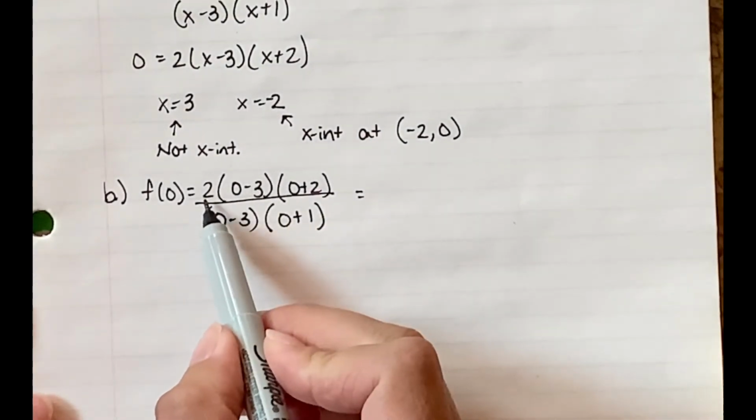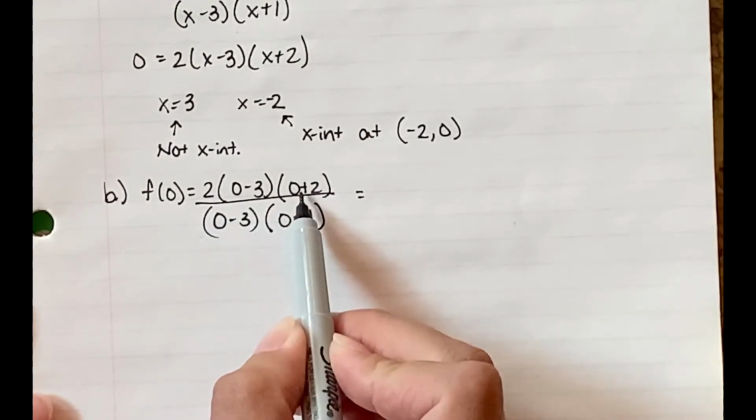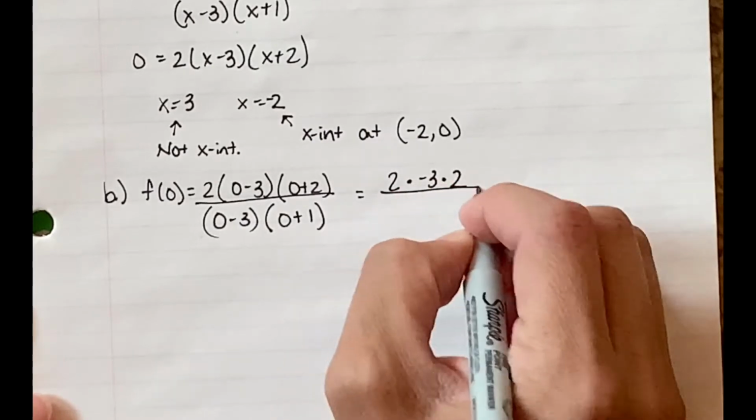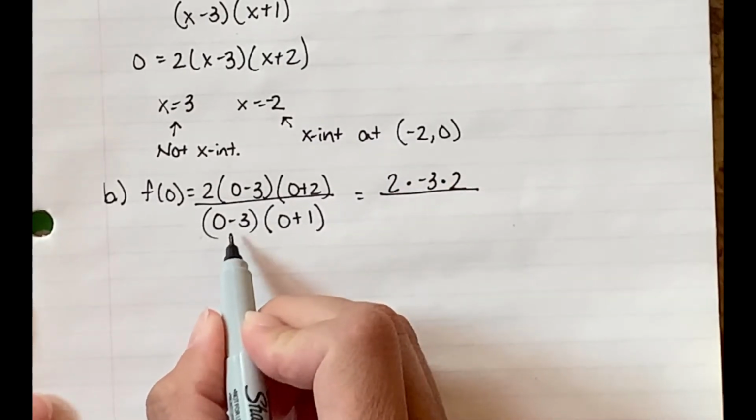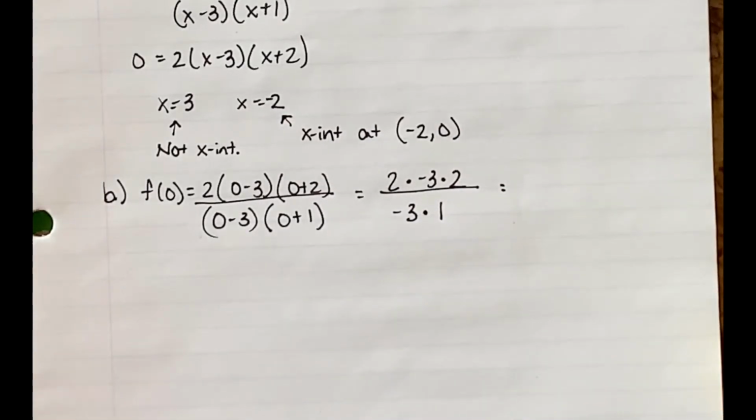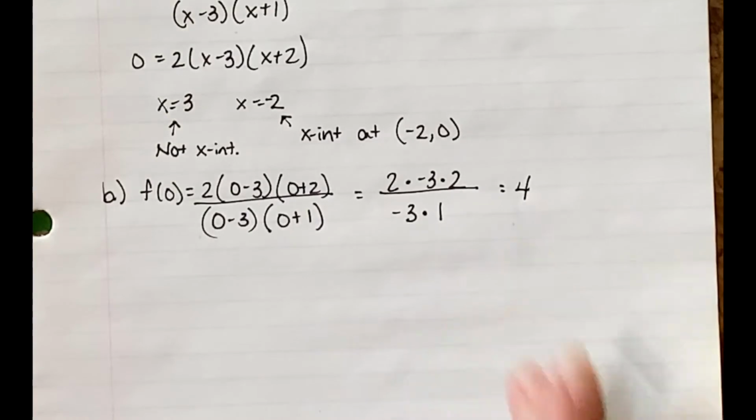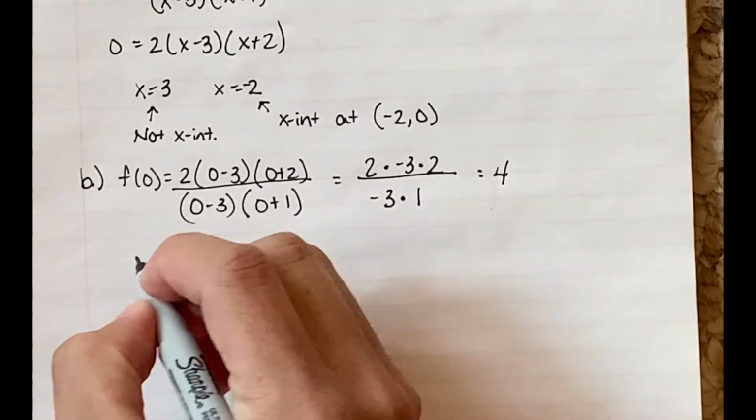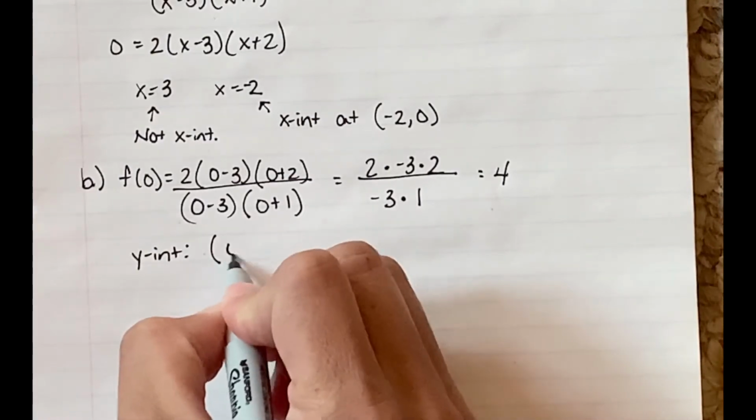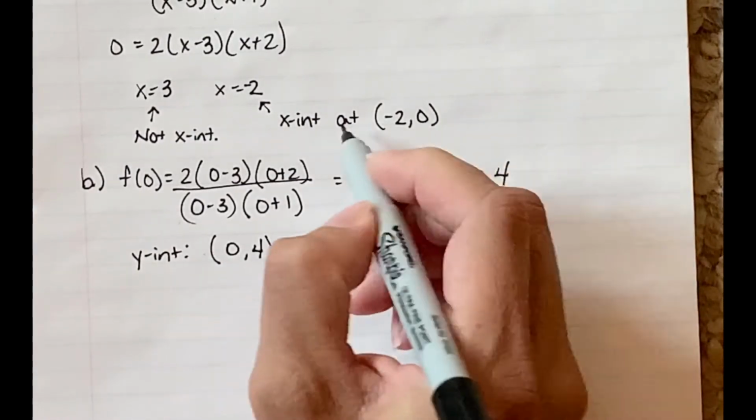So this is 2 times negative 3 times 2. And the denominator is going to give us negative 3 times 1. So if you simplify this, you're going to end up getting 4. So the y-intercept is at 0, 4.